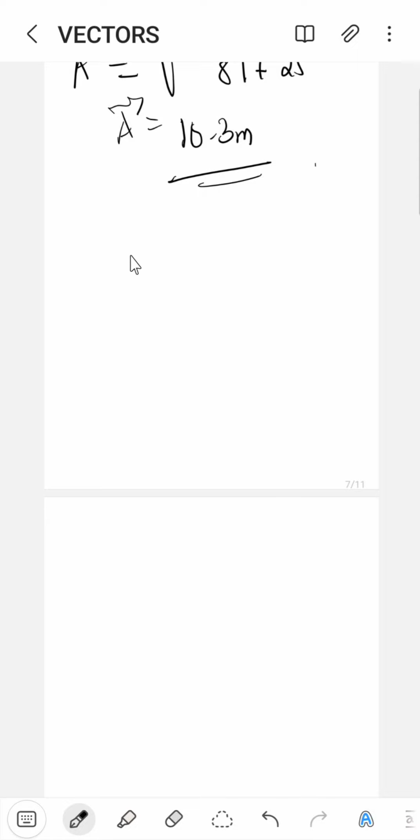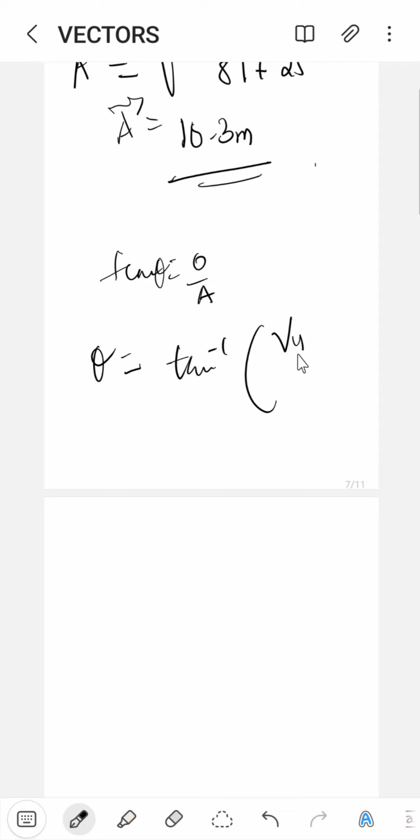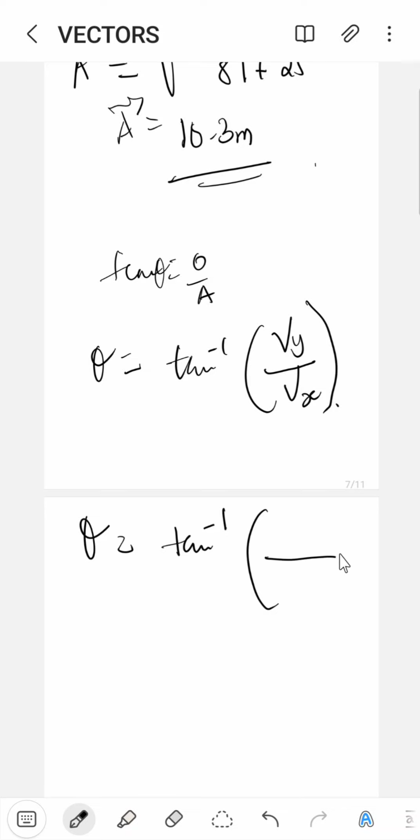All right, our direction, we looked at direction. We had done opposite over hypotenuse. So we remember that opposite was what? This is tan theta, right? So opposite is Vy, adjacent is Vx. All right, so theta is going to be tan -1 of that. What is your y? 9. What is your x? Your x is -5. Okay, what does this tell us?